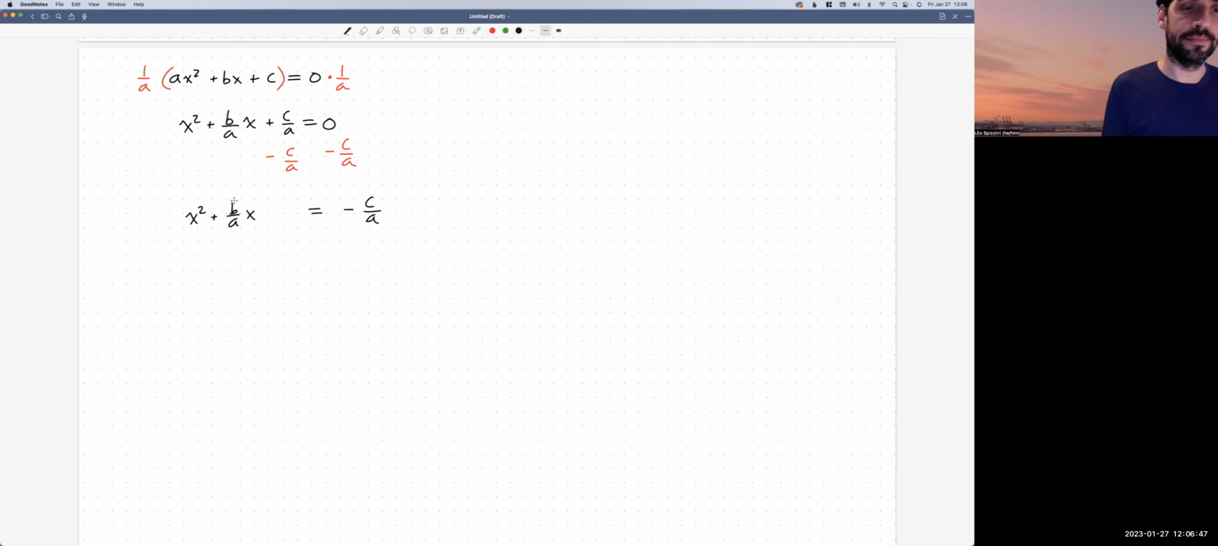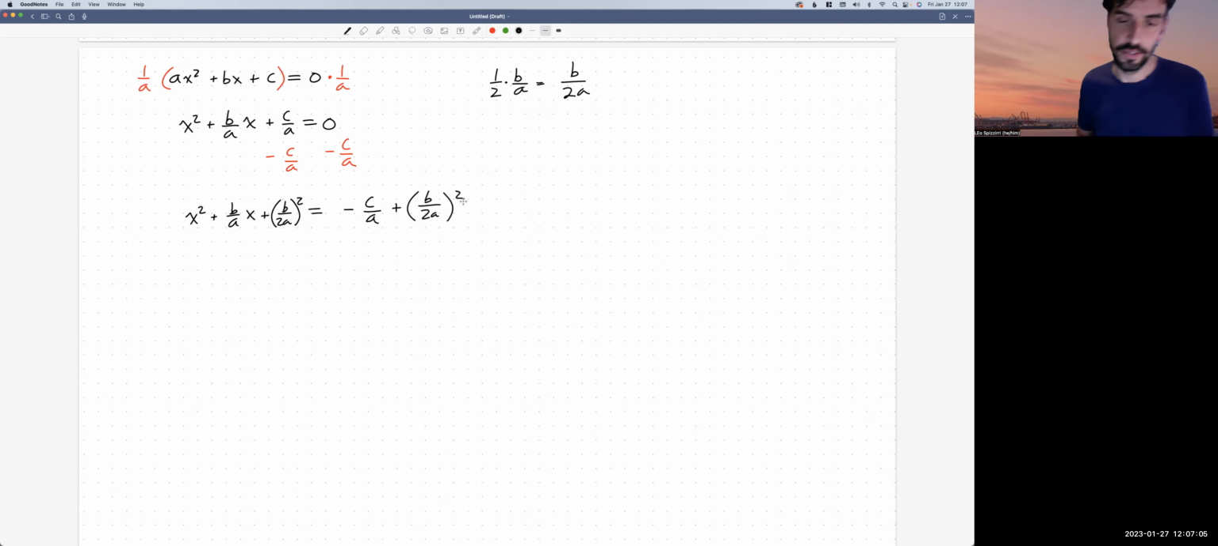Now I look at this coefficient of x. It's b over a, but I want half of it. So this is going to be b over 2a. And I'm going to take that and I'm going to square it. And I have to add the same thing to the other side. Right? So far, so good.